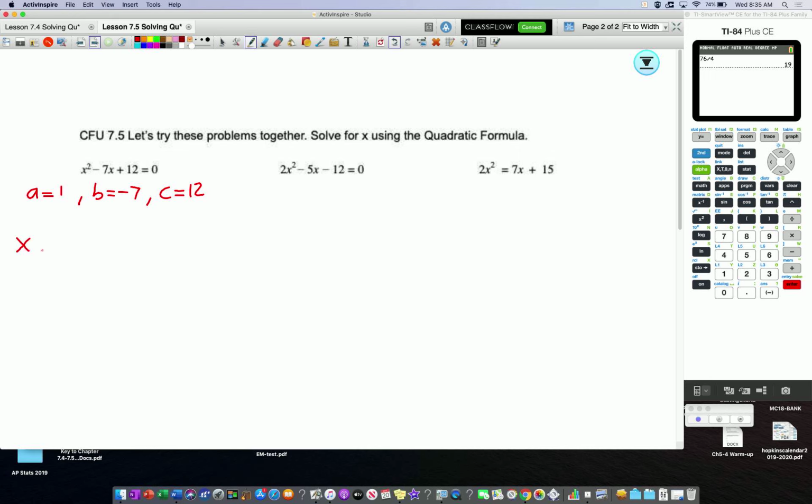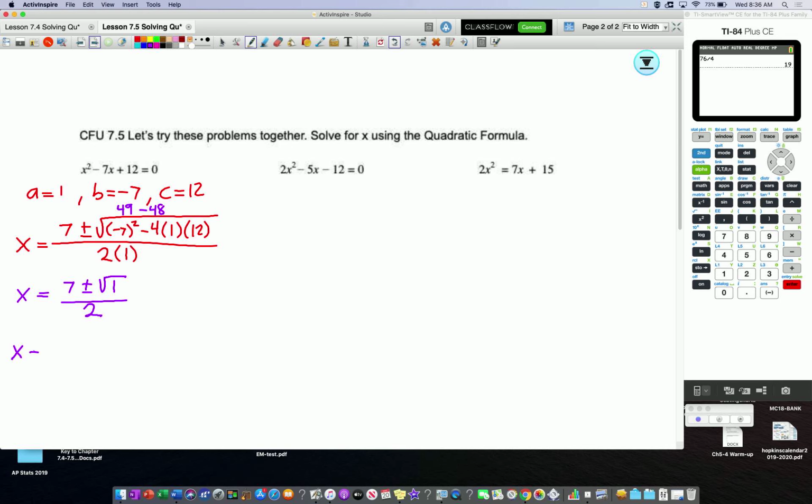So let's see. x equals negative B, so positive 7, plus or minus the square root of negative 7 squared minus 4 times 1 times 12, all over 2 times 1. All right, so let's keep simplifying. x equals 7 plus or minus, let's see, negative 7 squared is 49. Negative 4 times 1 times 12 is 48. When I subtract those, I just get the square root of 1 all over 2.